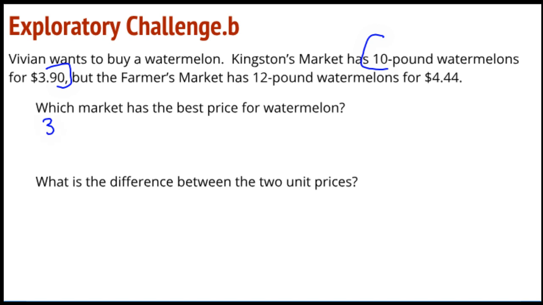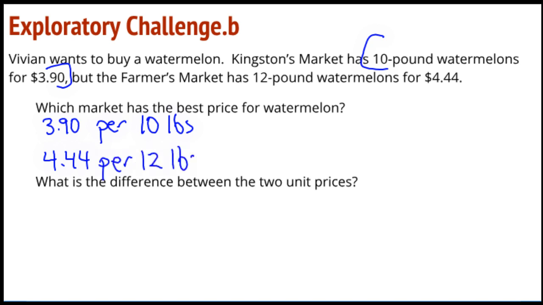I'm hearing $3.90 per 10 pounds, and I'm hearing $4.44 per 12 pounds. And I'd like to scale these down so that I have 1 pound prices. So I need to divide by 10, and I've got 39 cents per pound, and $4.44 divided by 12, and I've got 37 cents per pound.